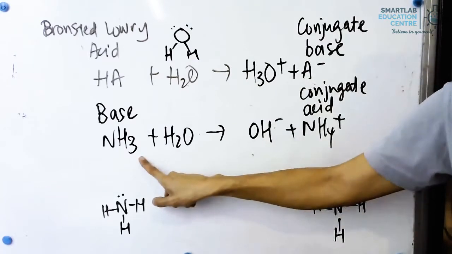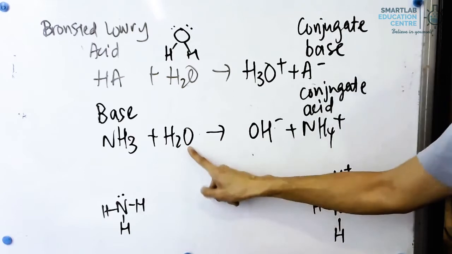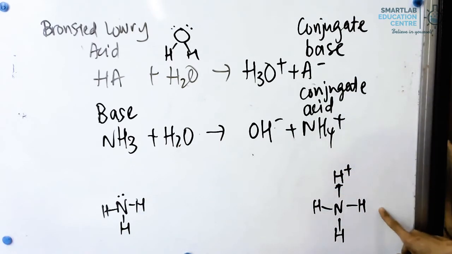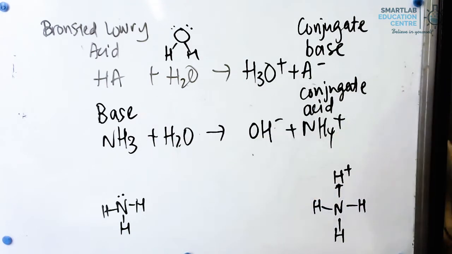In the case of NH3, or ammonia, it actually accepts a proton from your water. So in accepting the proton, you become NH4+, and therefore NH3 is defined as a Bronsted-Lowry base.